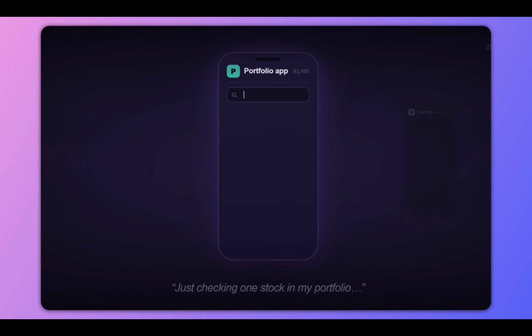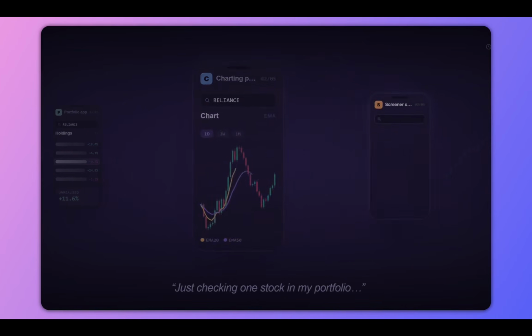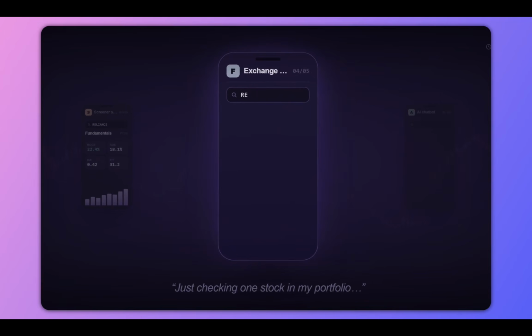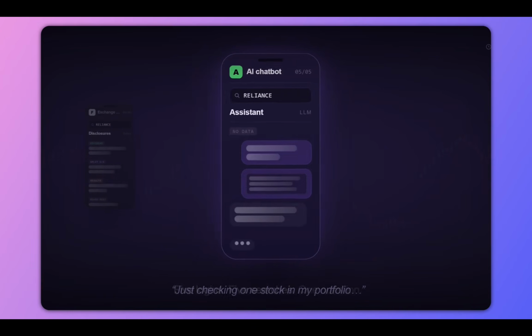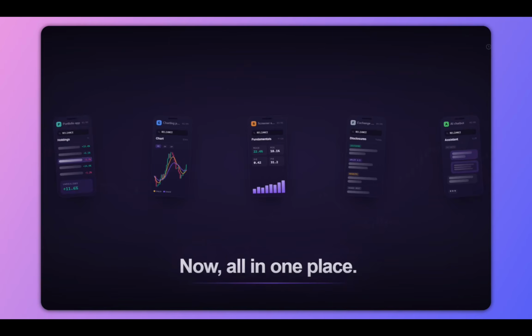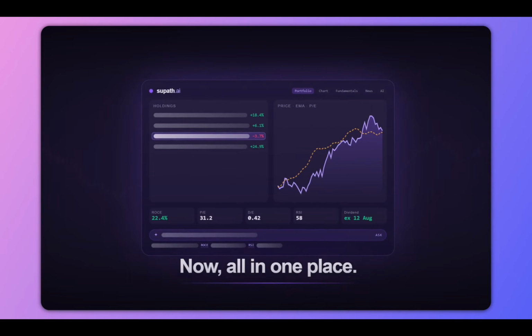As an investor, your time is valuable. Yet researching a single holding often means navigating multiple platforms. Your portfolio here, charts there, fundamentals elsewhere. It's fragmented and inefficient.